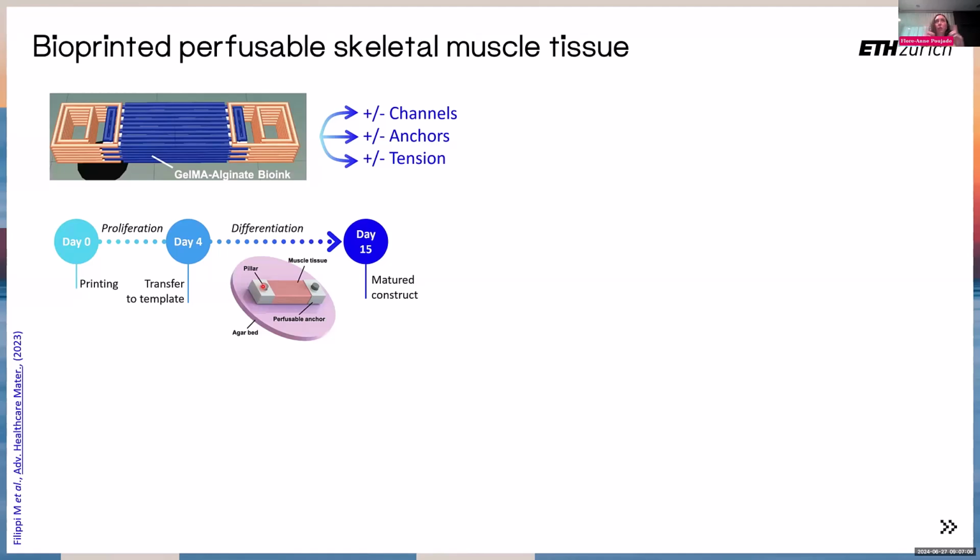So then you can also apply some tension if required. And so in there, they can be placed in there for about 11 days. So in total, it's 2 weeks. And by the end of these 2 weeks, you have like a fully differentiated muscle construct.